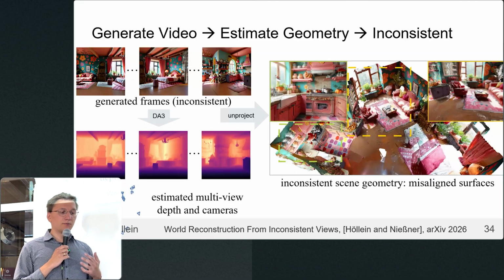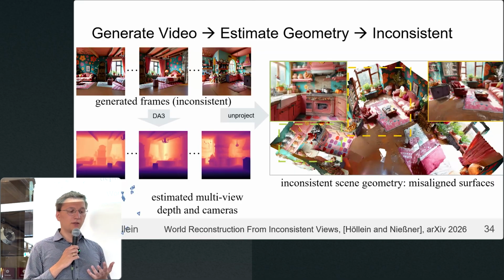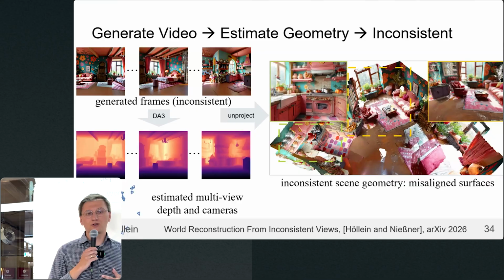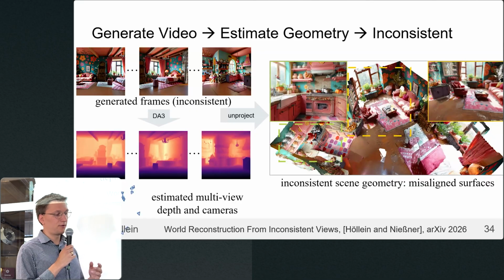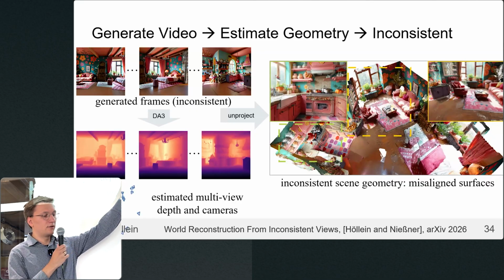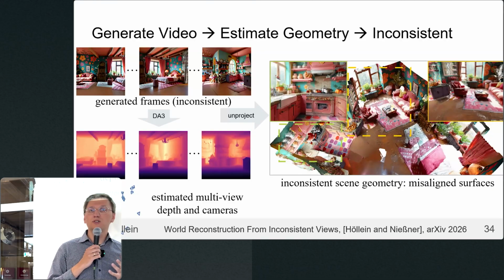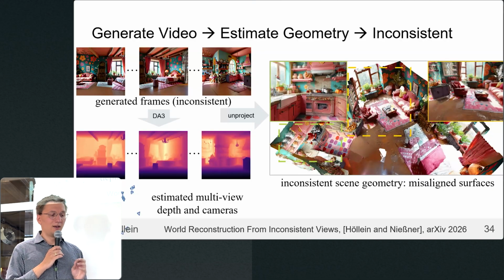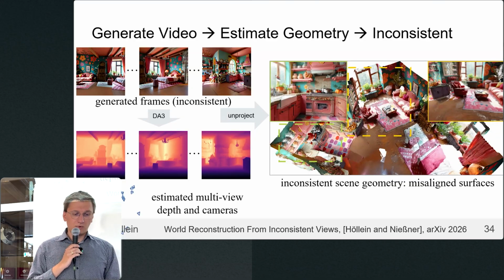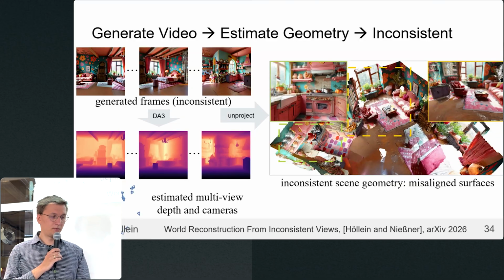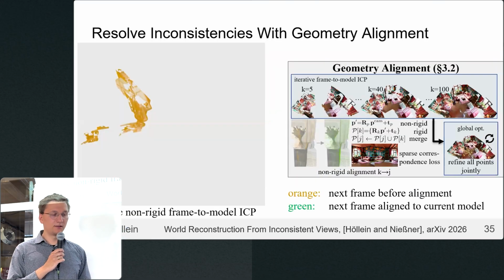And if you naively unproject this input, you can immediately see what's wrong with the frames. For example, here you have this open surface in the kitchen that appears 2 times and is not aligned. And this is exactly what's wrong with the input frames and exactly what we want to fix. So how do we fix it? Turns out there's a pretty simple way to fix it.